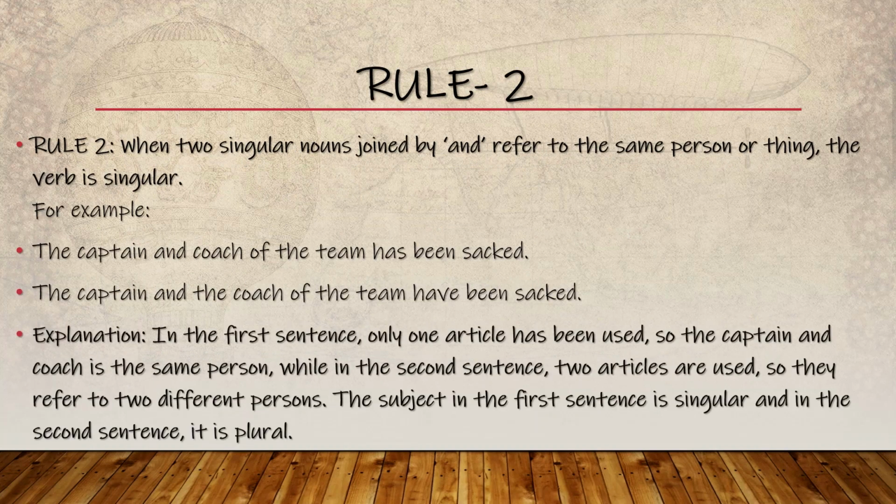Rule 2, when two singular nouns joined by and refer to the same person or thing, the verb is singular. For example, the captain and coach of the team has been sacked. The captain and the coach of the team have been sacked. Explanation: in the first sentence, only one article has been used, so the captain and coach is the same person, while in the second sentence, two articles are used, so they refer to two different persons. The subject in the first sentence is singular, and in the second sentence, it is plural.